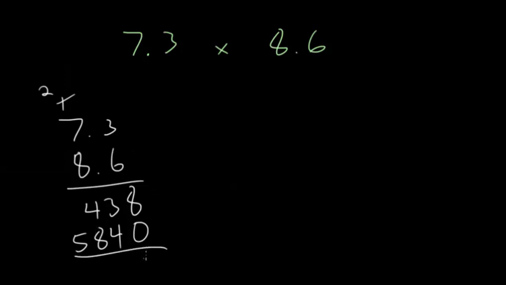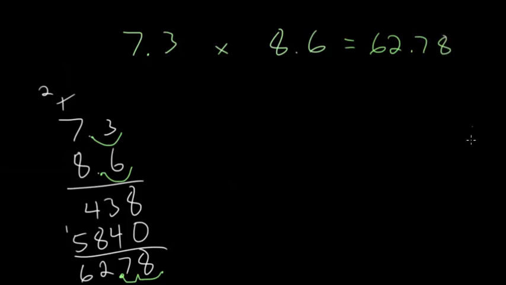Now we add down the columns, so 8, 7, this is 12, carry the 1, gives you a 6. And notice we had 1 decimal place there and 1 decimal place there. So we start all the way to the right, and we go 2 places over to the left. So this is going to be equal to 62.78.